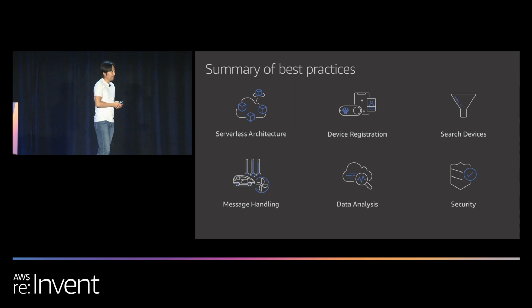And for message handling, you can use the rule engine. For the smart product solution, we have four rules, which are registration, event, telemetry, and command. For data analysis, you can choose AWS IoT Analytics for your telemetry pipeline. And lastly, for security, you can enable AWS IoT Device Defender.